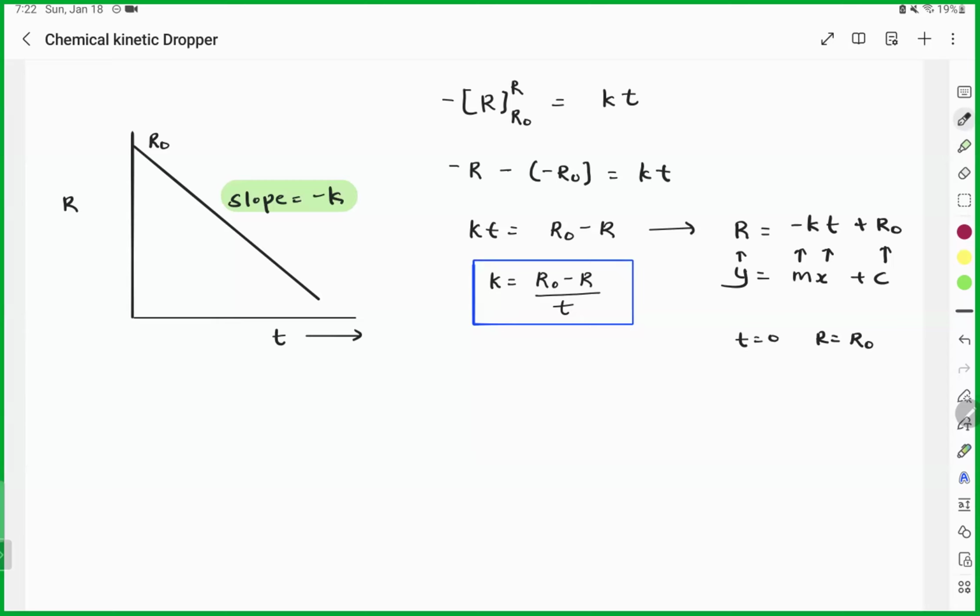Any doubt, guys? No, sir. So a question can be asked from the graph also. What is the slope in the zero order reaction? Minus k. What is the y-intercept? R naught. How is the graph? A straight line but in the downward direction. Main equation: k is equal to R naught minus R by t.